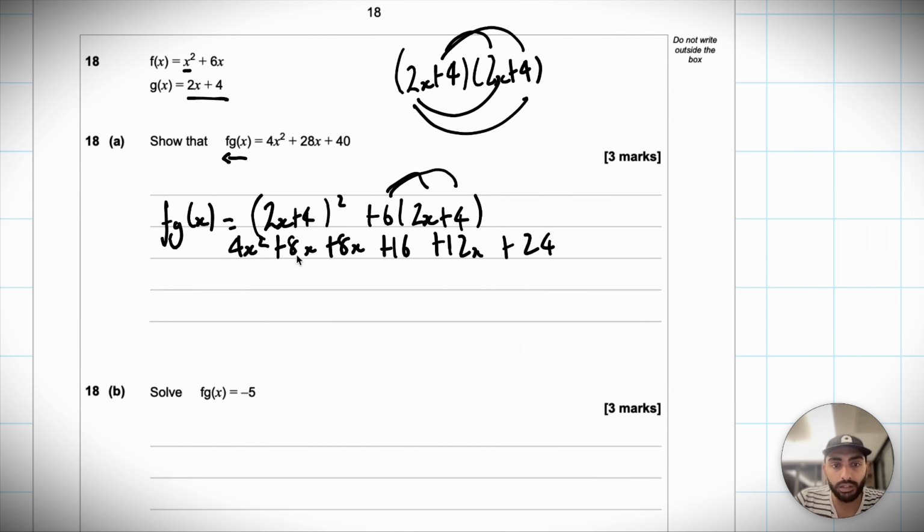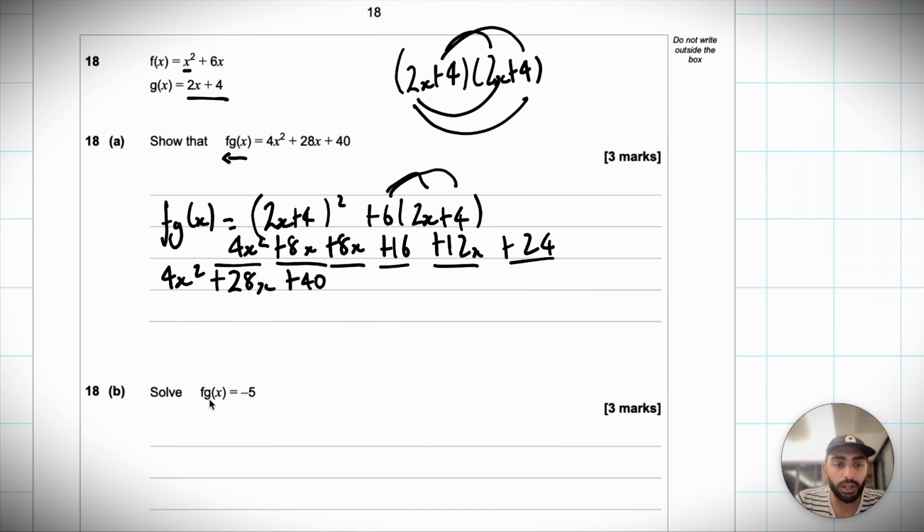I can see I've got an x squared. There's no other x squared, so that's 4x squared. That one's done. I've got 8x plus 8x, 16x plus 12x, which is 28x. And then 16 plus 24, which gives me 40. And I can see this one matches up with this one.